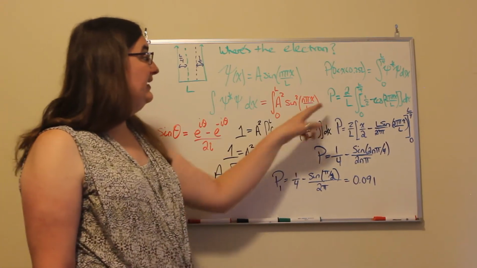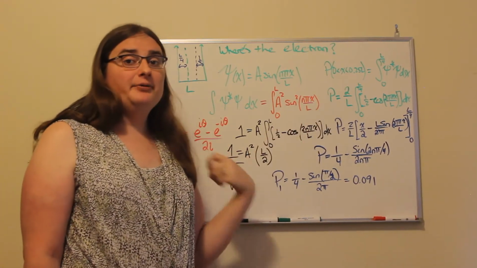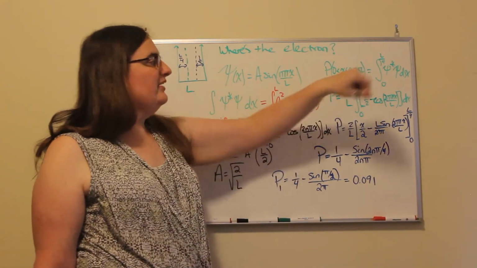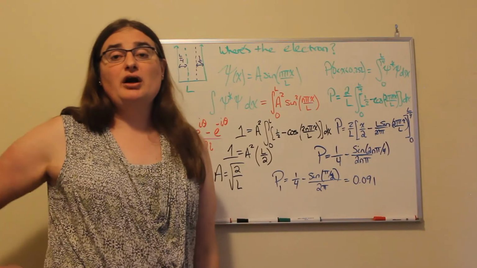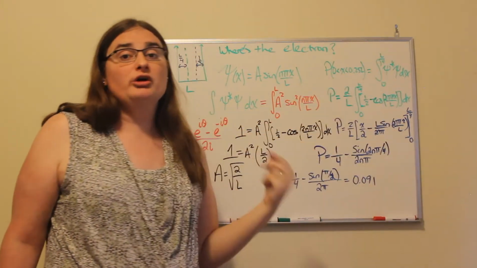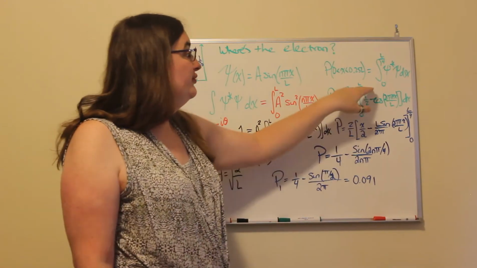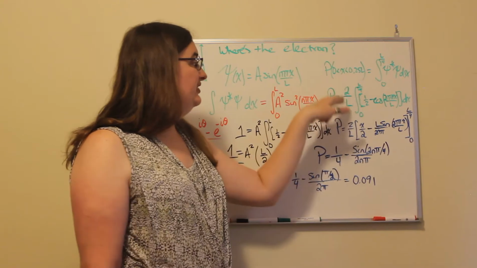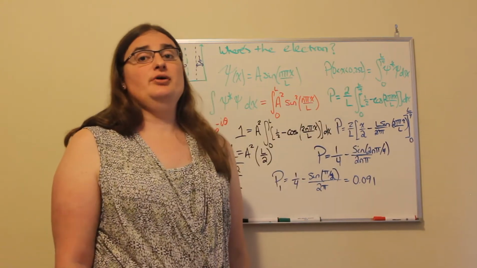Now if I were to plug that in to figure out the probability of something being within a region, I could write out this integral, and instead of being over all of space, I'm going to integrate through the first quarter of the infinite square well, from x equals 0 to x equals L over 4. So now, instead of A squared, I can just write 2 over L.